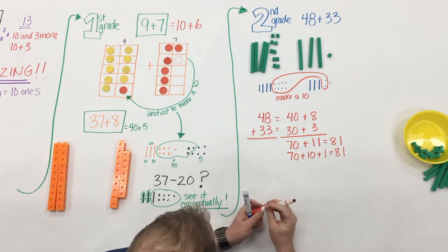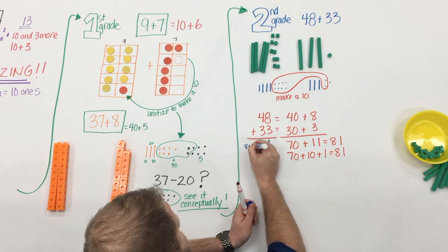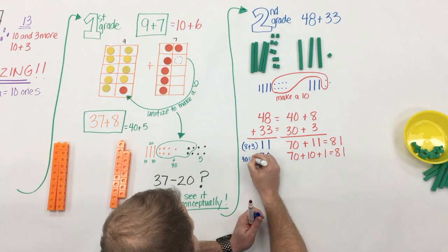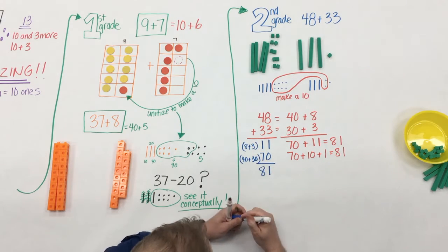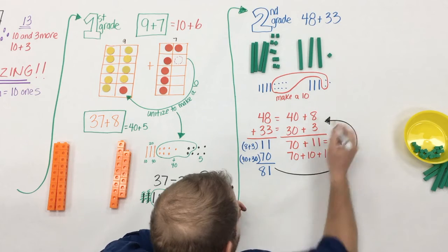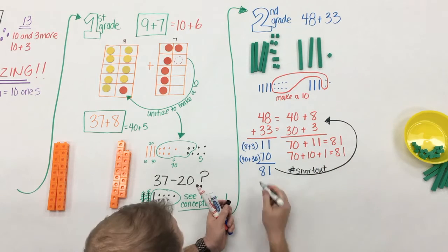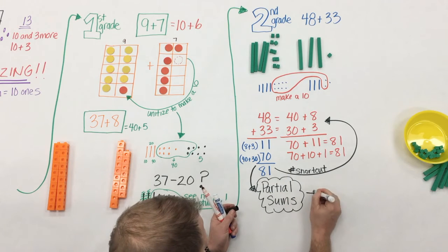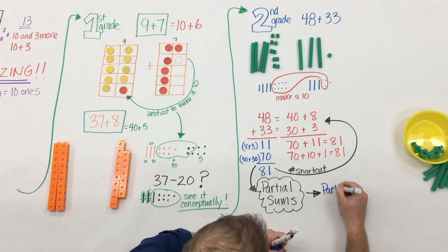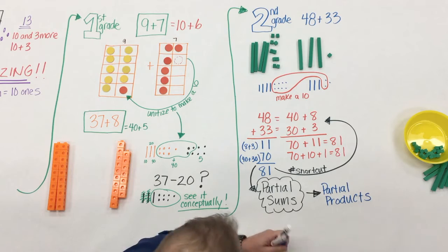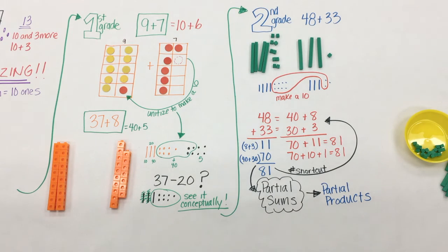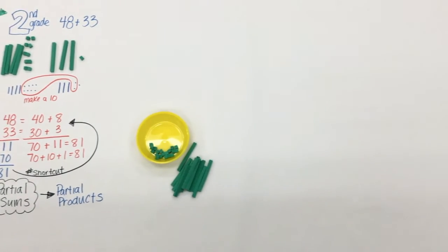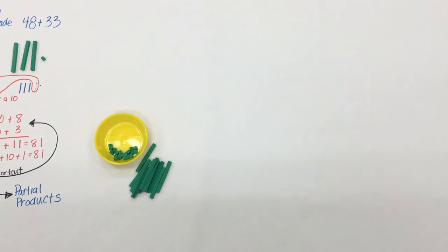Now, it might not be efficient, or students might see that it's not efficient to write it out on the side all the time. So, to become more efficient, they can begin to use this understanding of partial sums and find a shortcut. 8 plus 3 is 11, 40 plus 30 is 70, and this understanding of partial sums, well, it leads brilliantly into their understanding that they begin to develop with partial products in fourth grade.